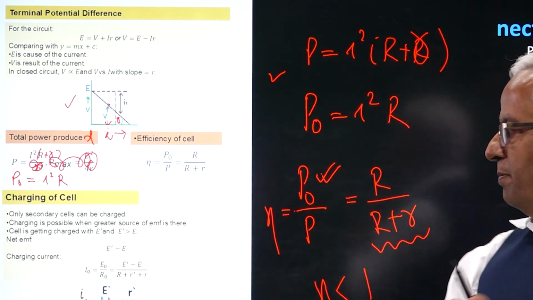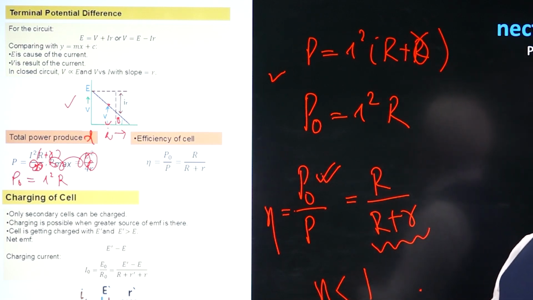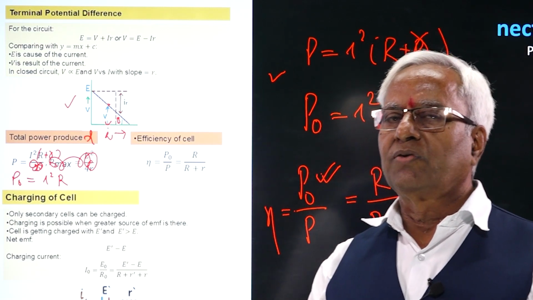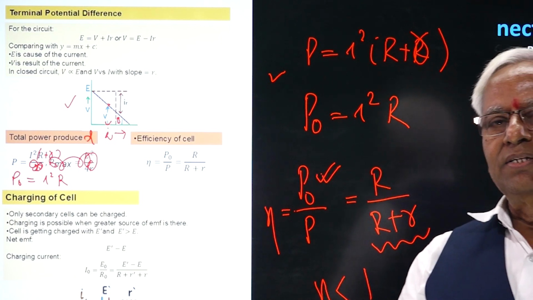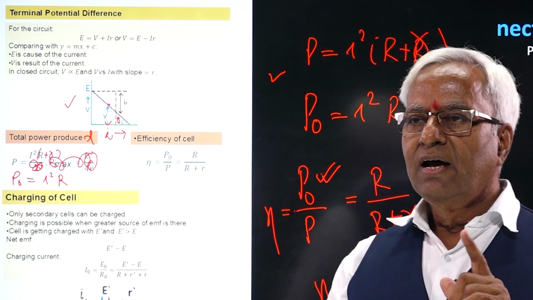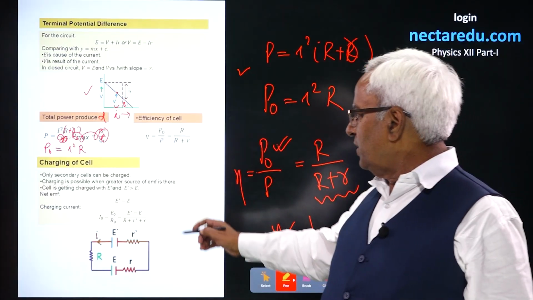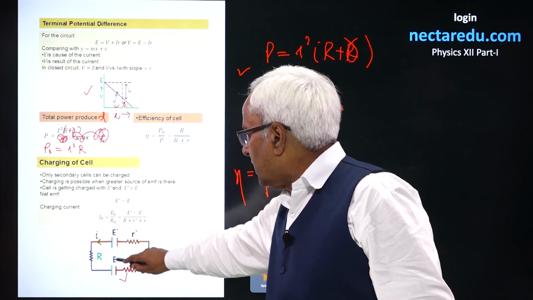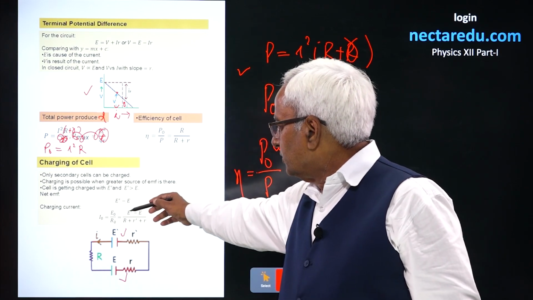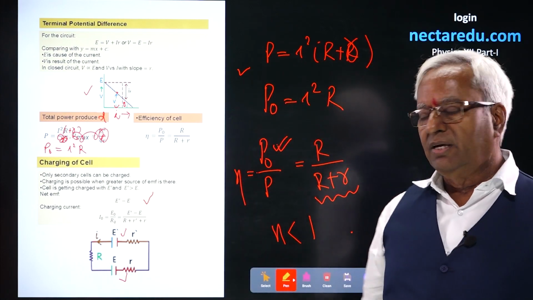This is just impossible. For charging of a cell, you always need a DC source of higher EMF. Means charging is possible with a DC source only. You want to charge this cell, you need another cell of higher voltage. So here we have shown one cell to be charged, the other the charging cell. The total EMF is going to be the difference of the two, E dash minus E.